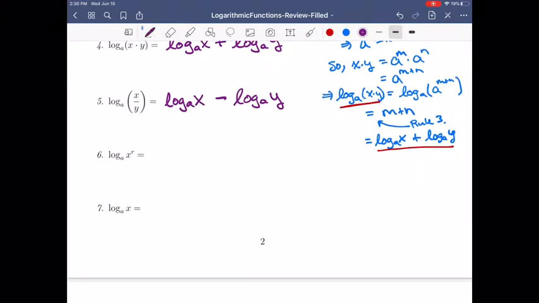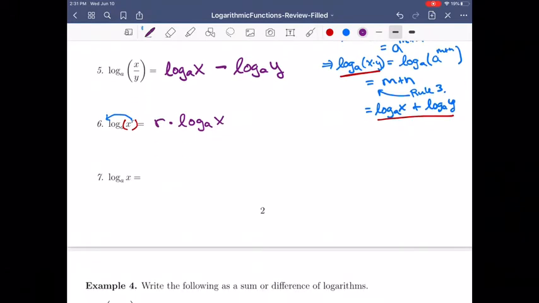Another rule that we have: if you have log base a of x to the r, you can actually bring the r down. We want to be careful that the r is on the x, so it's on everything inside the log. So this is actually r times log base a of x. So you can drop down the exponent out of the log.